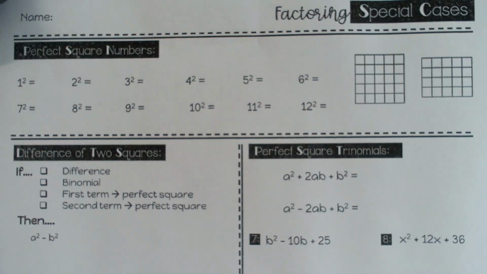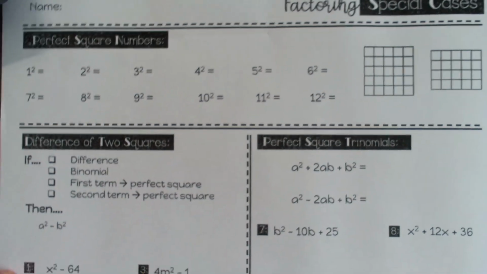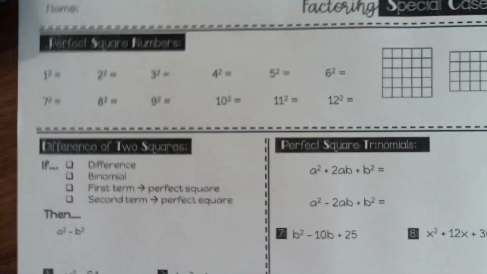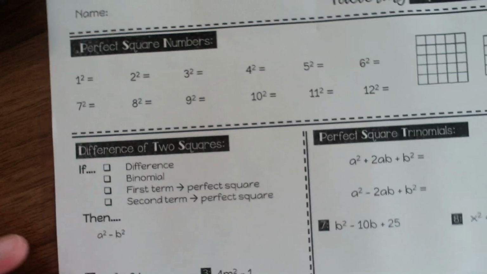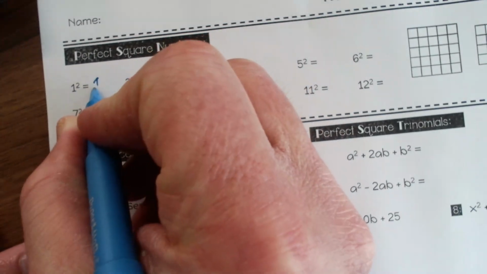So today we're looking at the notes for factoring and special cases. So first, when we're factoring in special cases, we need to know the perfect square numbers. And what perfect square numbers are the answer to if you take a number and square it, what do you get? So when you take 1 squared, you get 1.